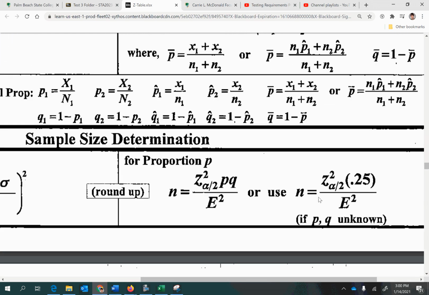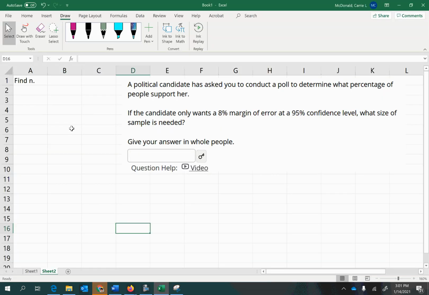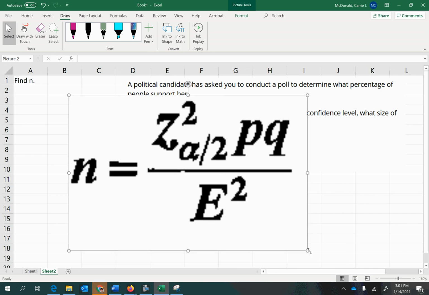And notice that there are two, and one of them has a 0.25, the other has PQ. Now, the PQ is sometimes given in the problem, or at least one of them. Usually the P is given, and then you can find the Q because Q is always 1 minus P. Or if there's no information given about a percentage that we think is right so far, then you're just going to assume 0.5 for each, 50-50. 50% support her and 50% don't is what you would assume, unless any other information is given. So in the absence of knowing what the percentages are, you end up doing 0.5 times 0.5, which is 0.25. So that's the reason for this version of the formula. So I only ever use the one version. And then if I can't find a P to go with it, I know to use 0.5, 0.5. So here's my formula that we're going to be using to calculate N.